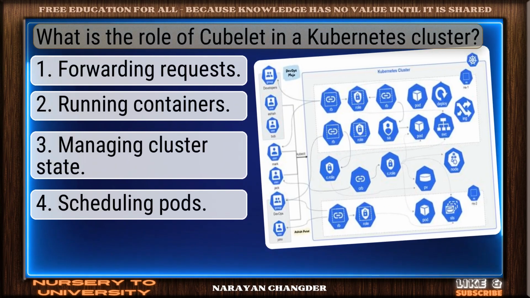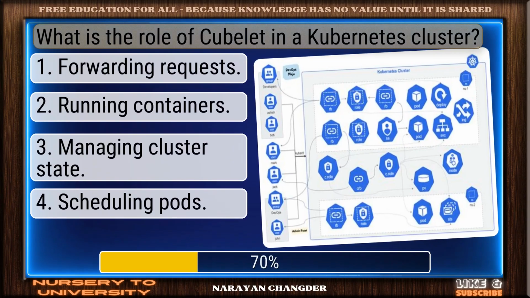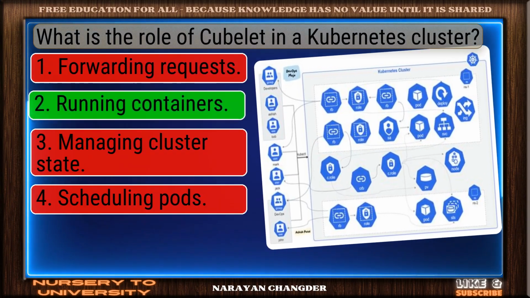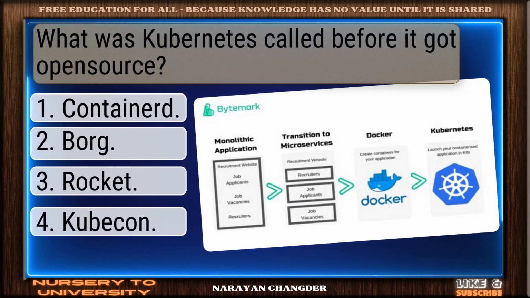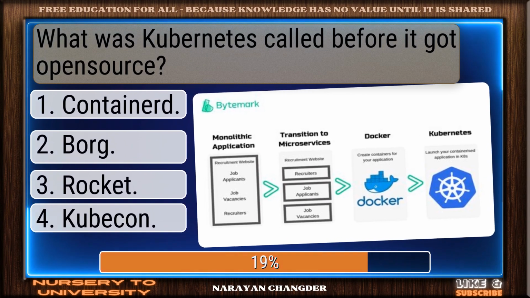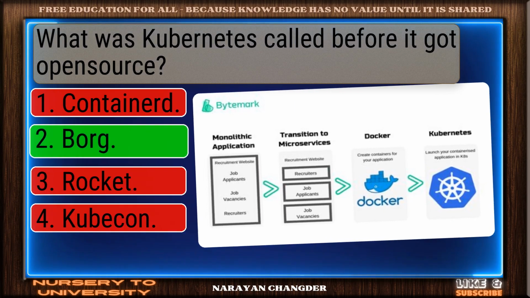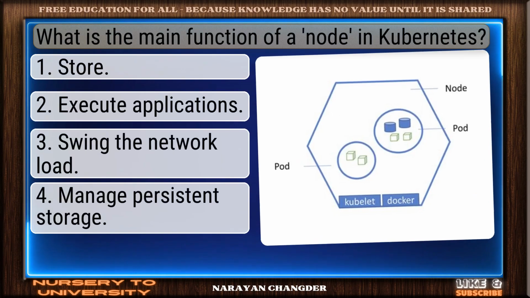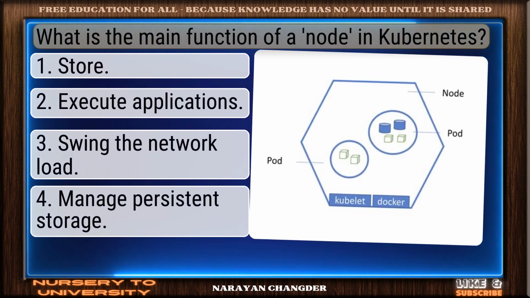Question number 37. What is the role of kubelet in a Kubernetes cluster? Bravo. Running containers is the answer. Question number 38. What was Kubernetes called before it got open source? Right again. Borg is a valid answer. Question number 39. What is the main function of a node in Kubernetes?